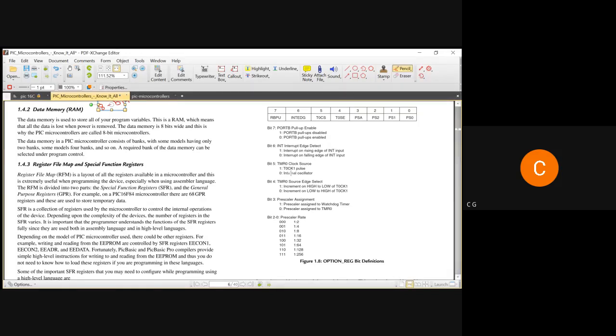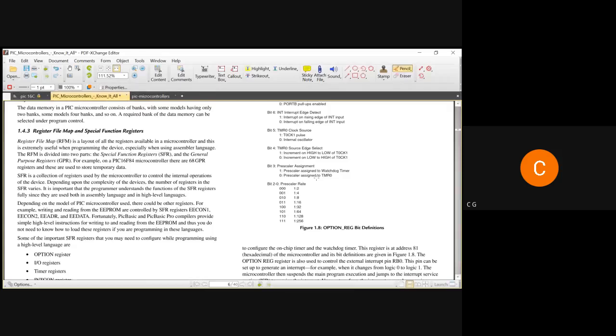Timer 0 clock, either it will act like a pulse when it is 1, or it will be kind of an internal oscillator. Okay, so the internal operations will be performed on the basis of this timer 0 clock pulse. Then second is the edge select, either it is higher or lower. Then this P3 is prescaler assignment. Prescaler assignment to the watchdog timer, or prescaler assigned to the timer 0. Okay, so this diagram is there.